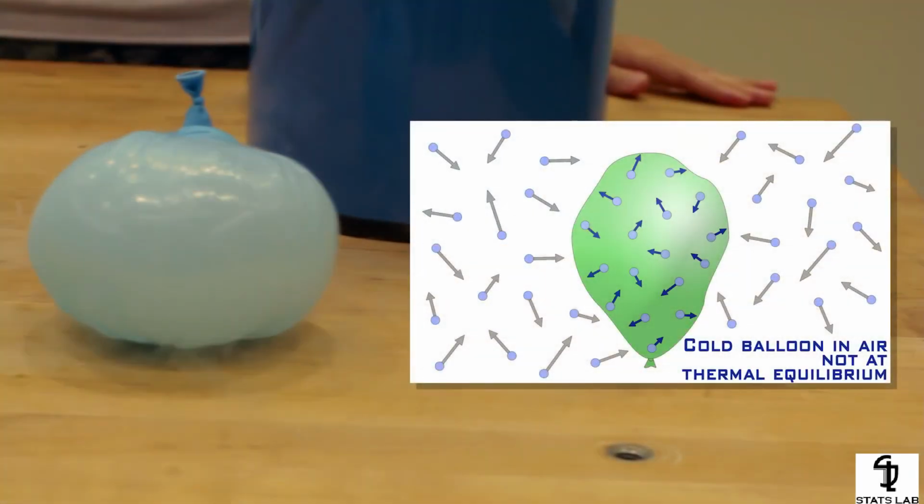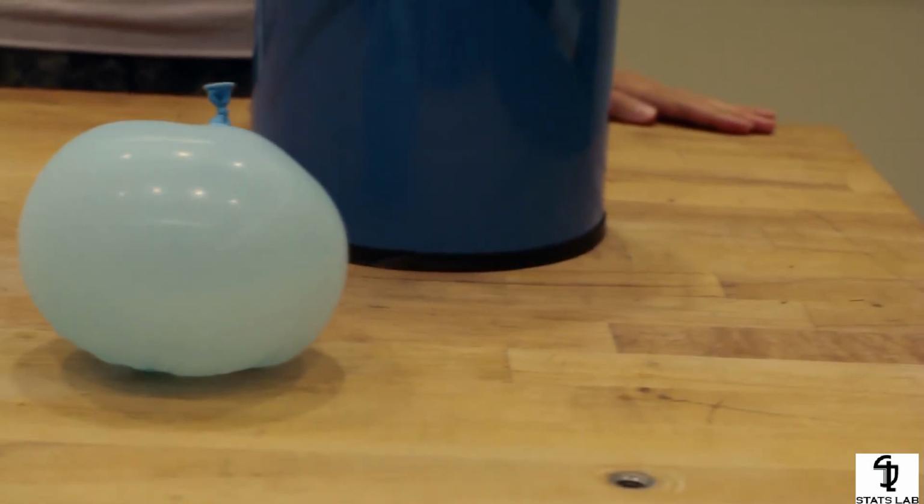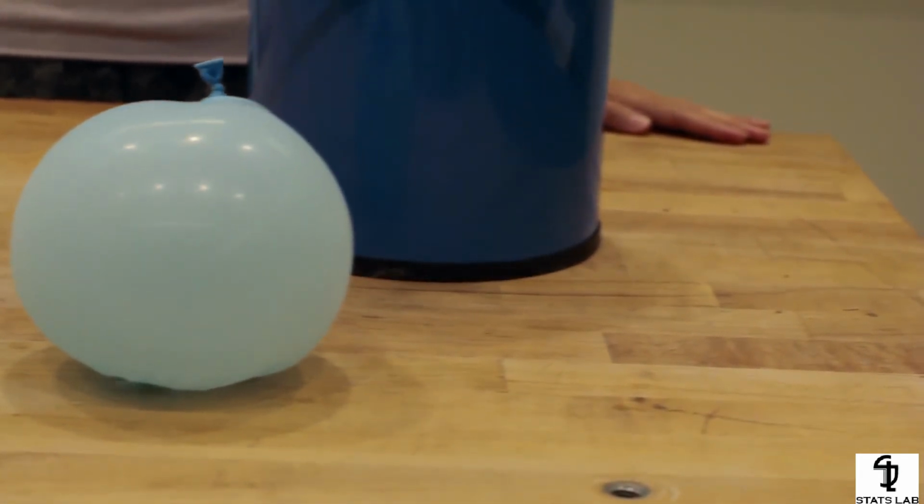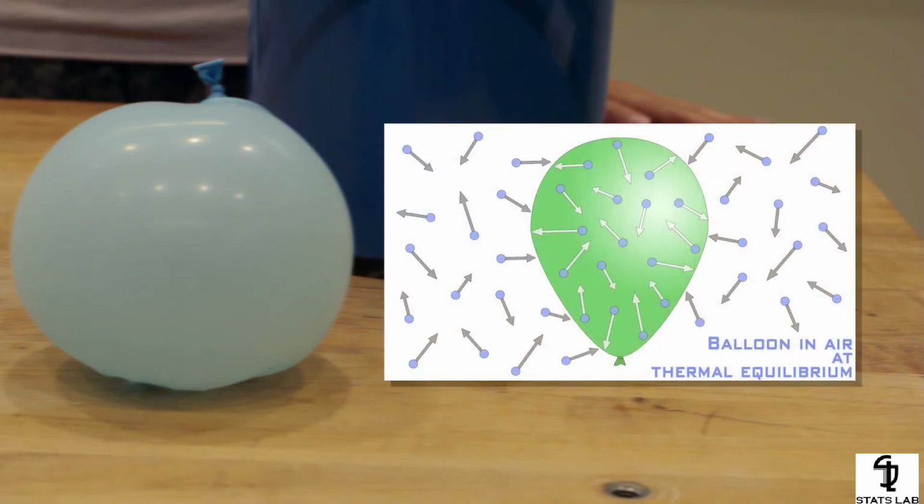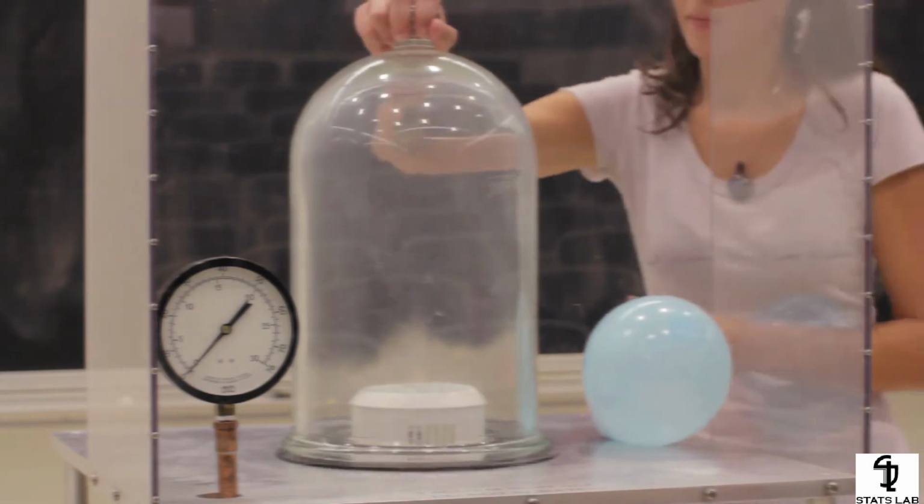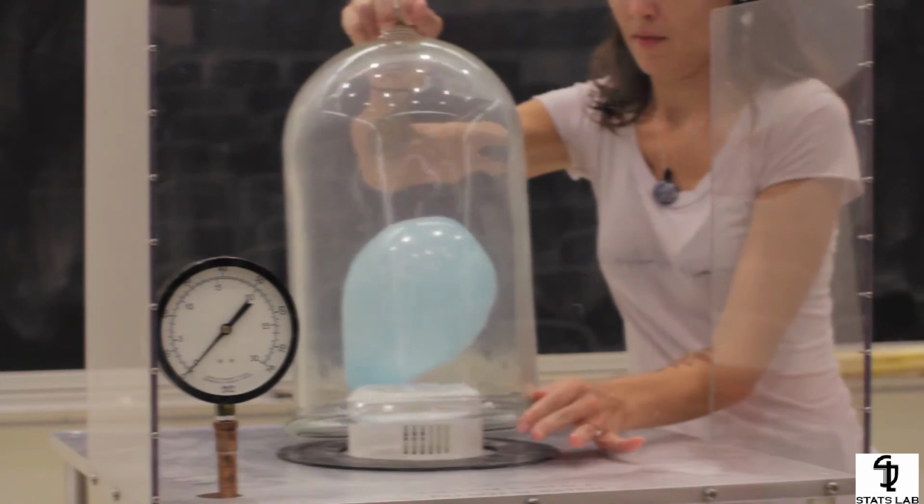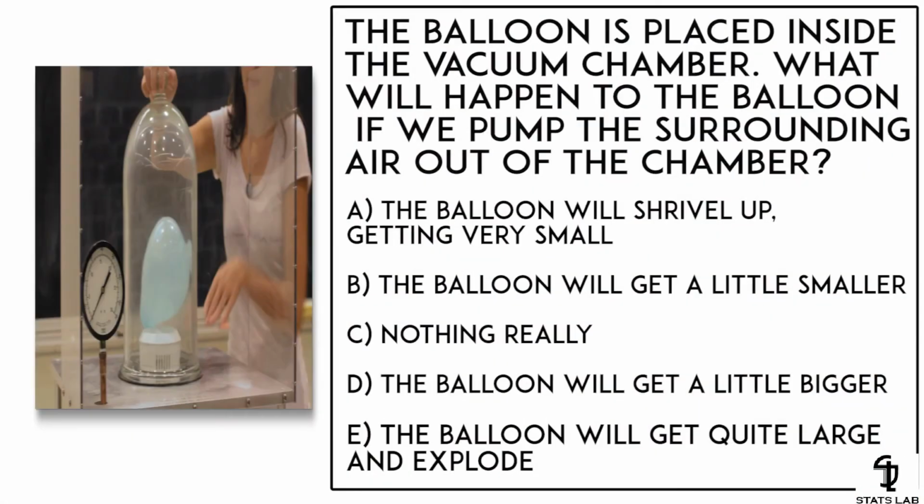As the gas in the balloon warms up, we can watch it expand and slowly return to room temperature. As the average speed of the air particles increases, the pressure inside increases and the number of collisions between air particles and the wall of the balloon increase. Keep in mind that there are always impacts between the balloon wall and air particles outside the balloon as well. Well, maybe not always. The balloon is placed inside the vacuum chamber. What will happen to the balloon if we pump the surrounding air out of the chamber?